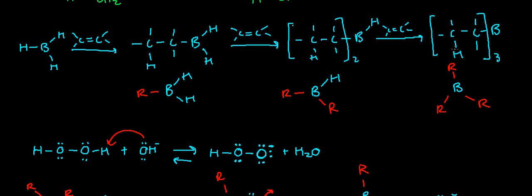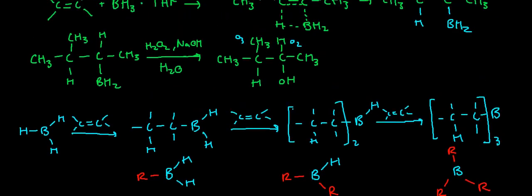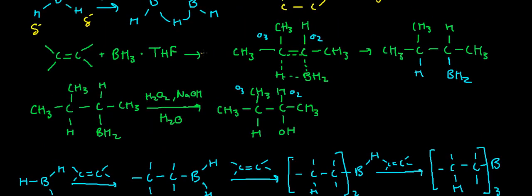And now it's got 1 hydrogen left. It can do the exact same thing. It can bond to another alkene. So now we've got a boron, and we have 3 carbon arms, 3 of whatever carbon alkene we had. So this is happening 3 times.